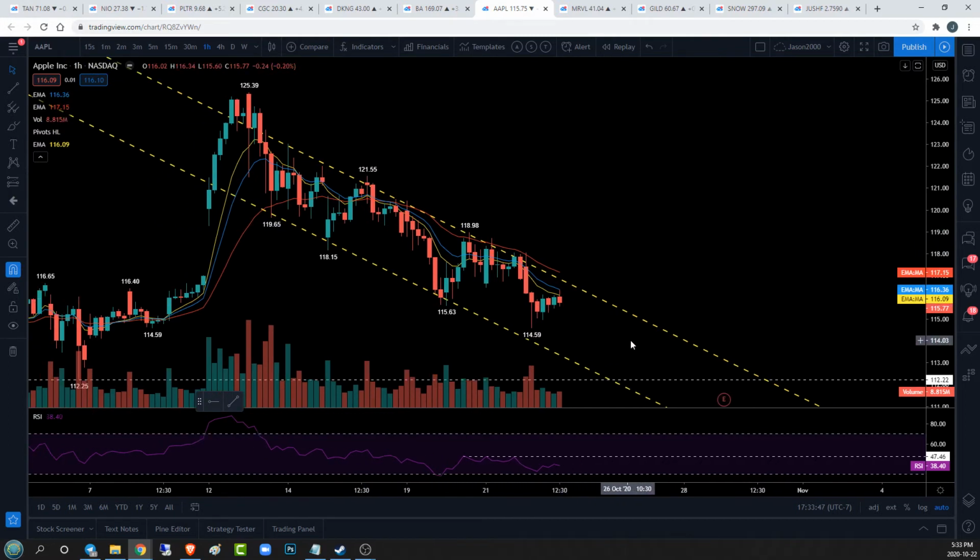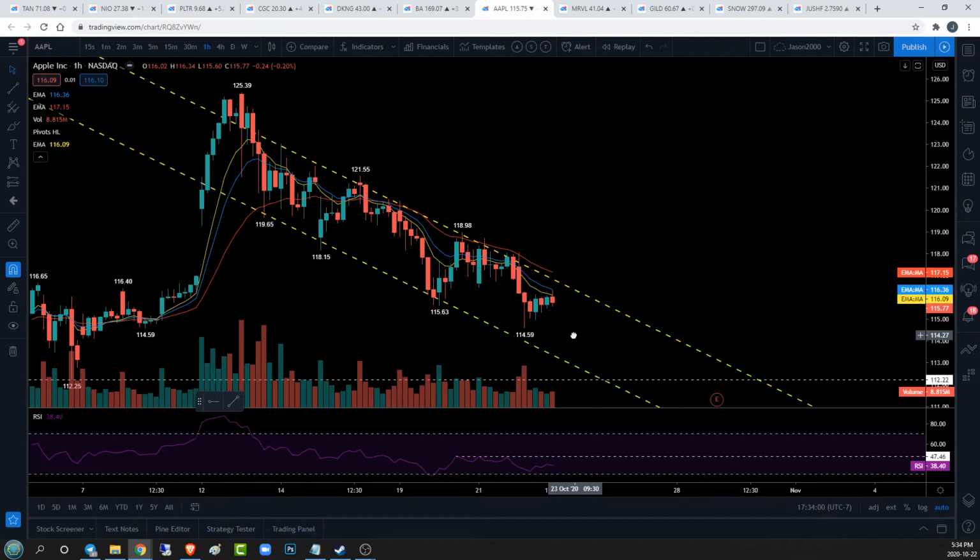It looks pretty settled where it is, and it's going to take a pretty big move in the entirety of the market to get them out of this little funk, as SPY has seen some relatively good days, and Apple, unfortunately, is still in this strong hourly downtrend.